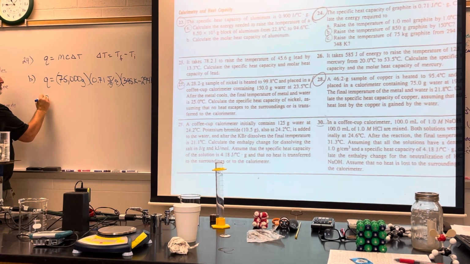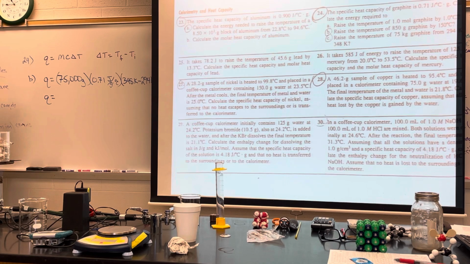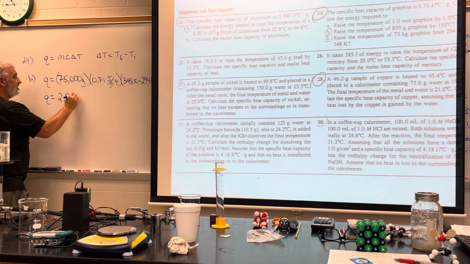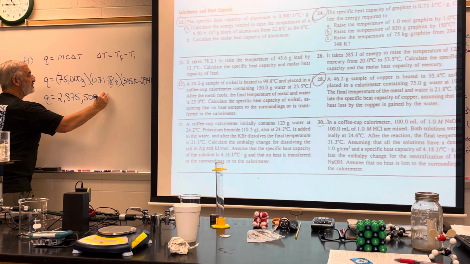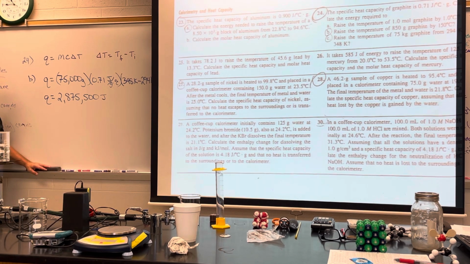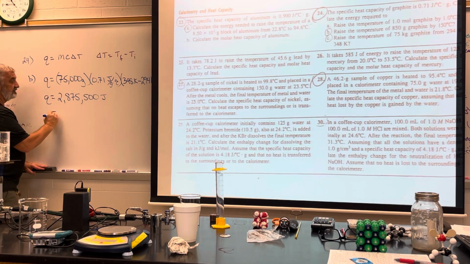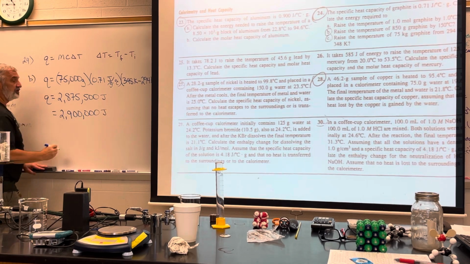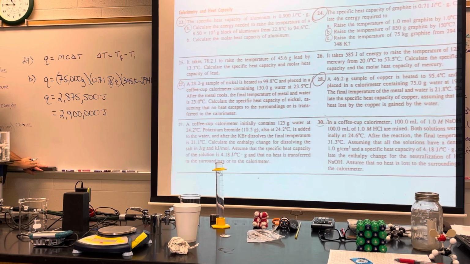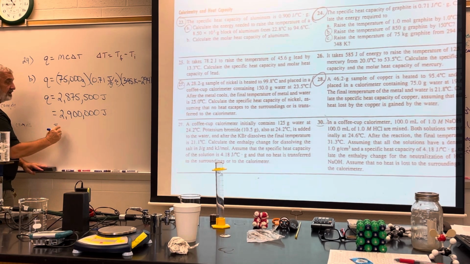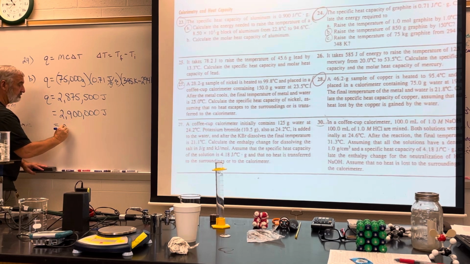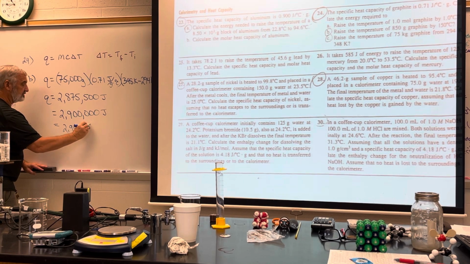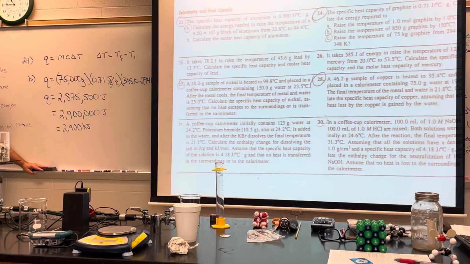So when you do all of that, what does the answer come out to? 2,875,500 joules, but how many sig figs should I have? 2. All right, so what's that going to round to? 29,000 joules, right? And that's going to be, moving 3 places, 2,900 kilojoules. Right? Does that make sense?